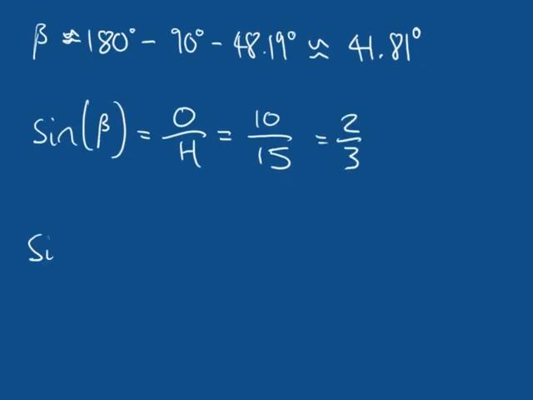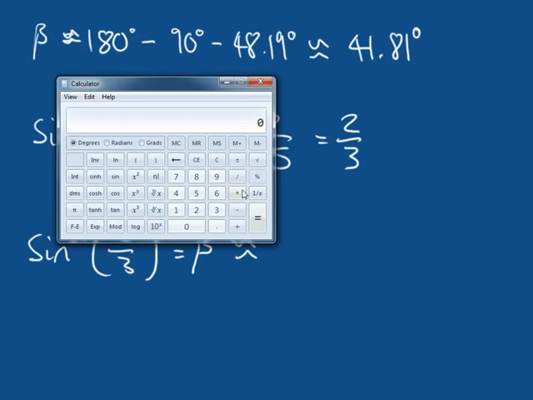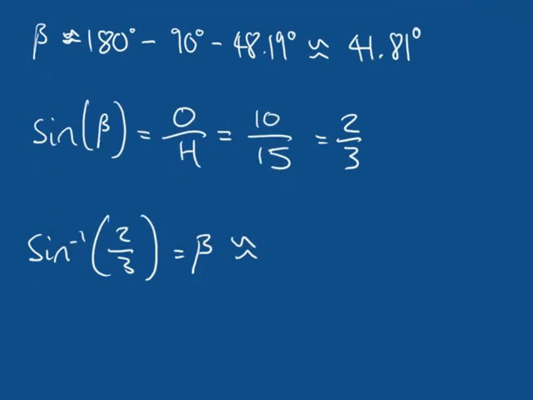That means the inverse sine of 2/3 is going to give us beta, which is approximately equal to, if we use our calculator, 2 divided by 3. We are in degrees. I'm going to take the inverse sine of that. It's approximately 41.81 degrees. So 41.81 degrees, which we have seen to be true. And that's all there is to it.